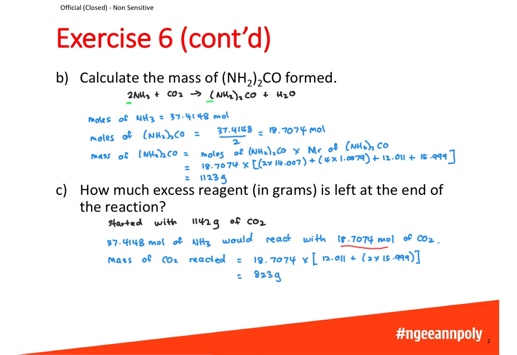Now that we know that 823 grams of carbon dioxide has reacted, we can calculate the excess reagent by taking 1142 grams of carbon dioxide minus 823 grams of carbon dioxide. And we get the answer 319 grams.